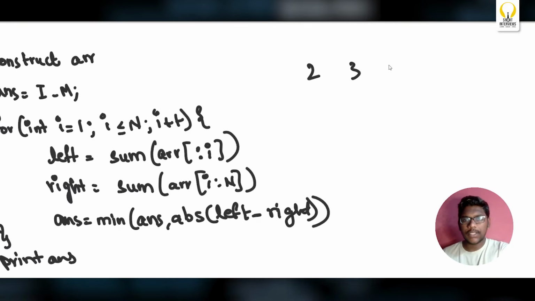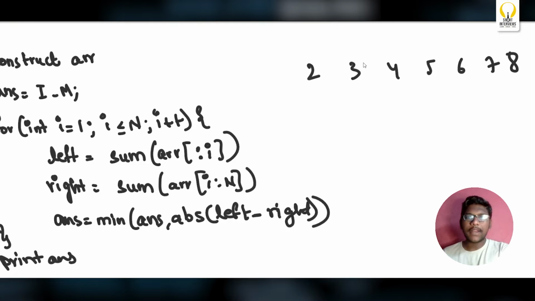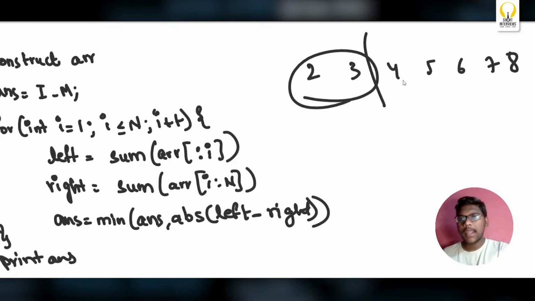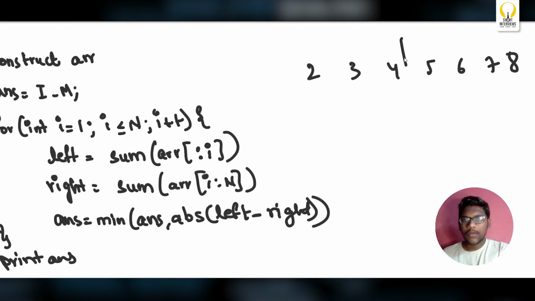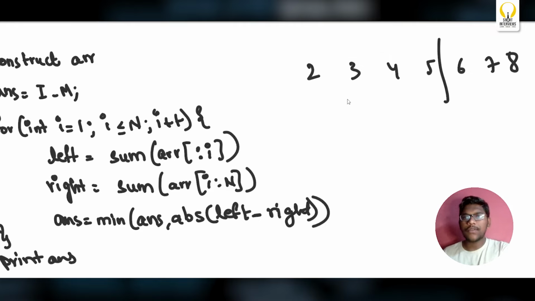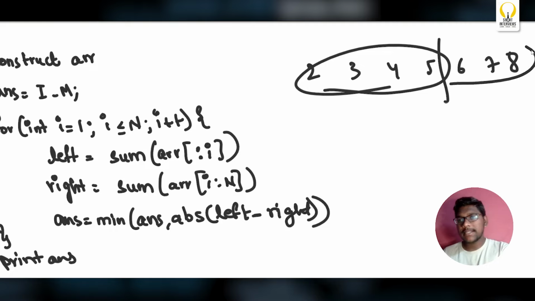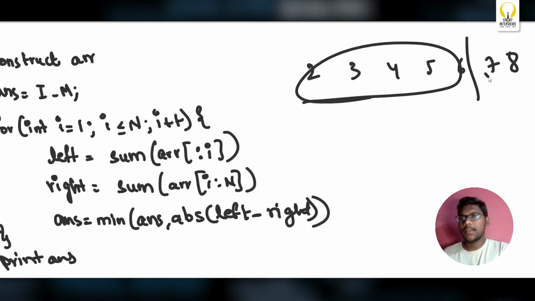If this is 2, 3, 4, 5, 6, 7, 8, what we'll do is the left part sum is 2 and the right part sum is this for I equal to 1. And for I equal to 2, this is the left part sum and this is the right part sum. You'll consider the absolute value again. Again, when I is 3, this is the left part sum and this is the right part sum. Also, for I equal to 4, you'll consider the absolute value and update the minimum. Okay, understood this part?